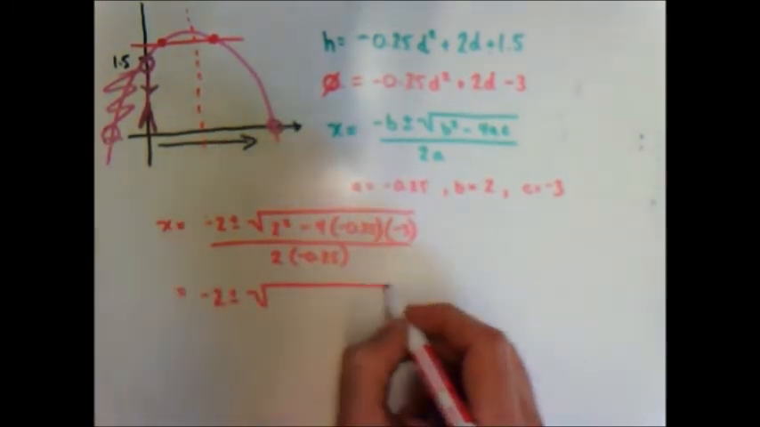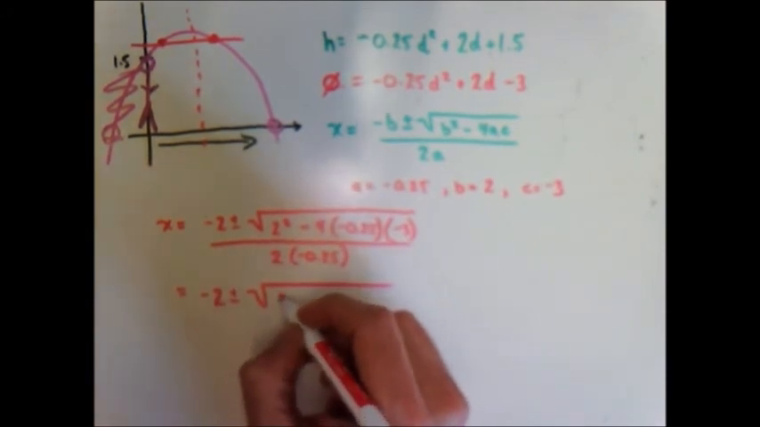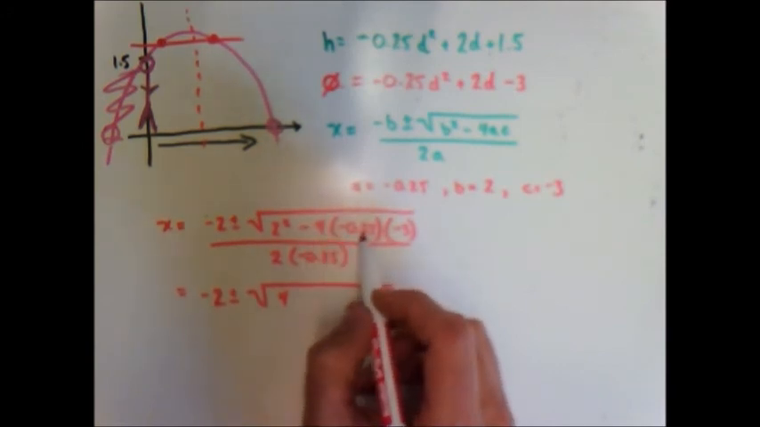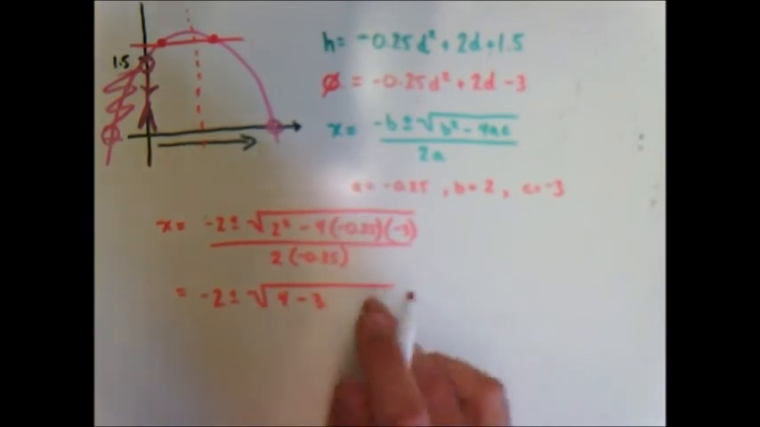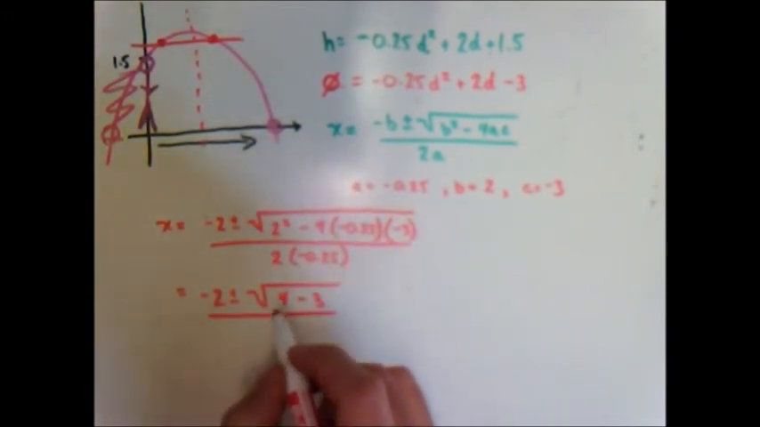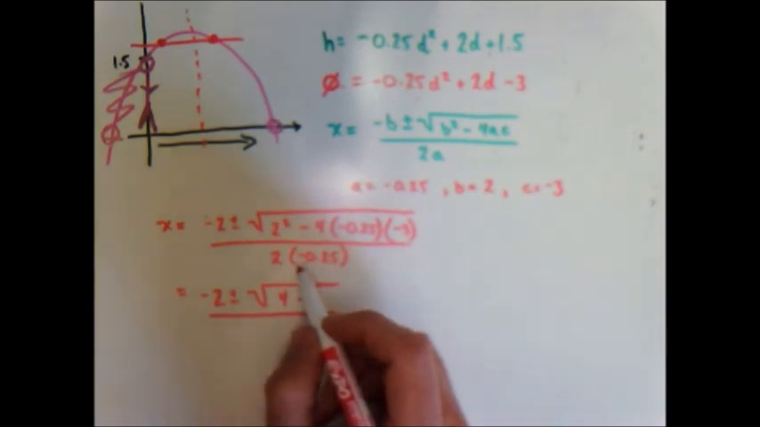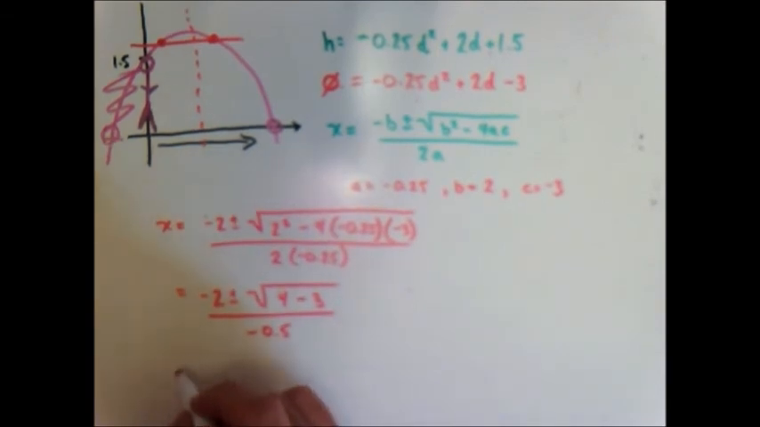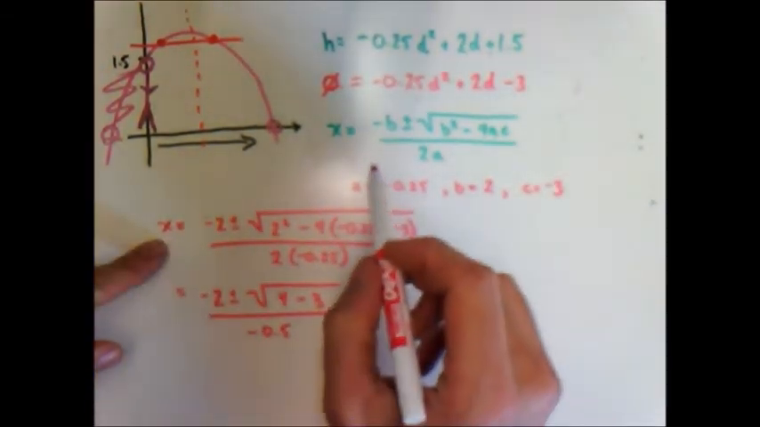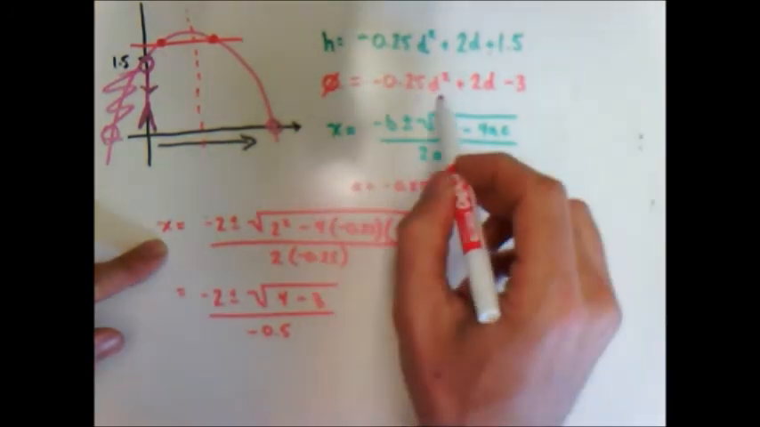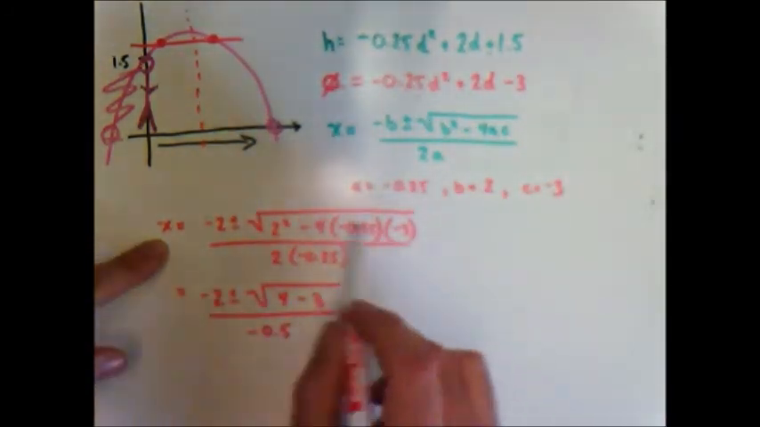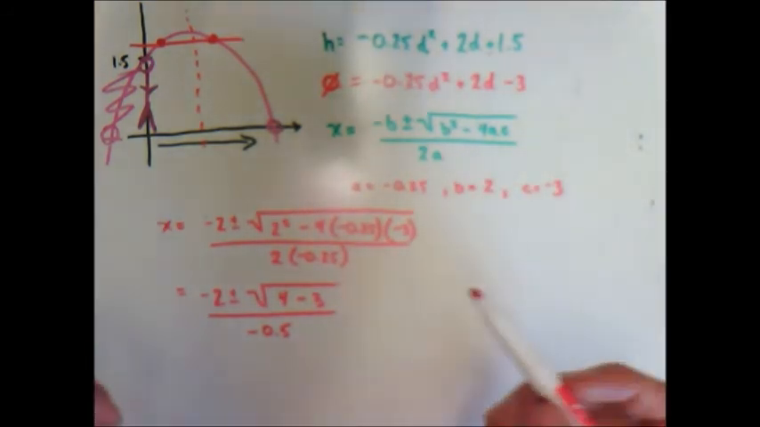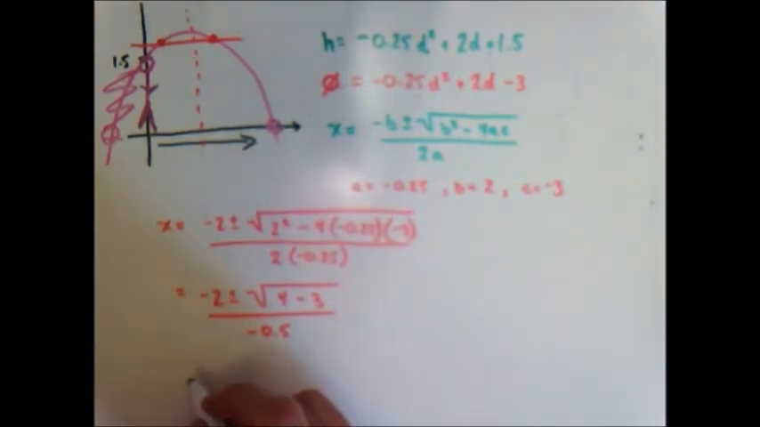Let's reduce what we can. Inside the square root, we have 2 squared, which is 4. And then we have 4 times a quarter, and they're both negative, so that's going to be positive 1. Positive 1 times negative 3 is minus 3, all over 2a. 2 times negative 0.25 is negative 0.5. And I'm still using x. We know that in this case x is being replaced by d, so d equals these things. So when we're finding x here, for this application, it's actually the horizontal distance, which is represented by d in this problem. So here we have our two answers.